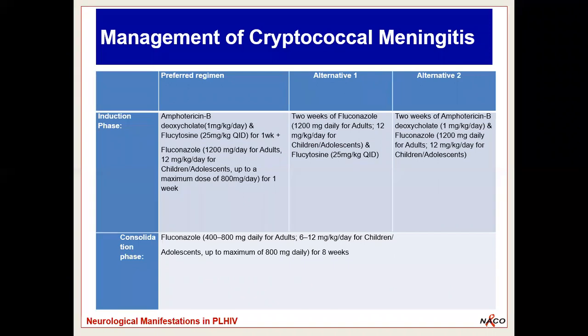All are effective in a way, but then what happens is you see that toxicity because of amphotericin B deoxycholate would be higher in some cases, and also when the country has to take a decision, it's also the cost included. So the preferred regimen as of now is the first one which you see, and then you have the consolidation phase where you give fluconazole for 8 weeks, and then continues the maintenance phase. Next, please.